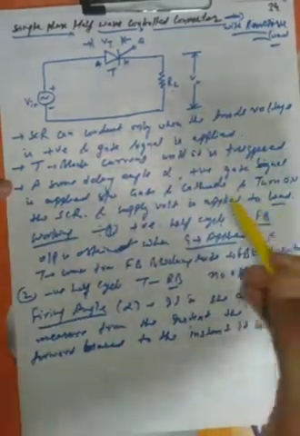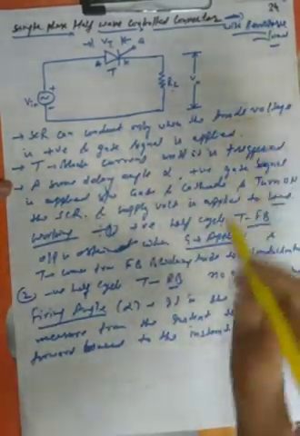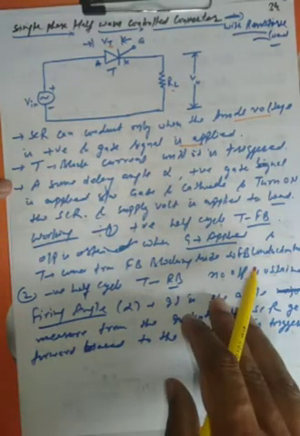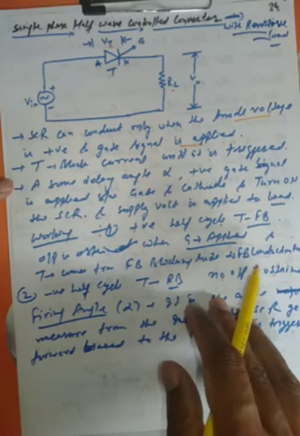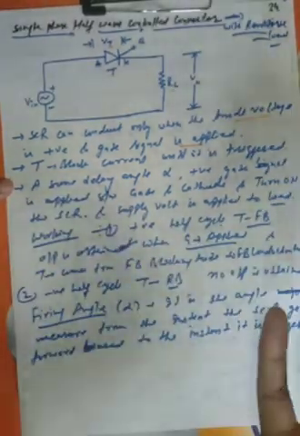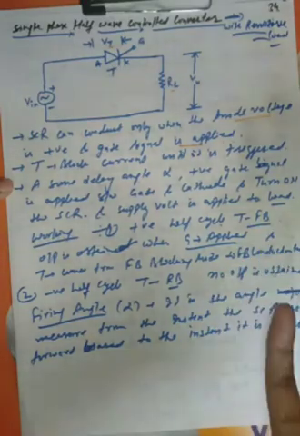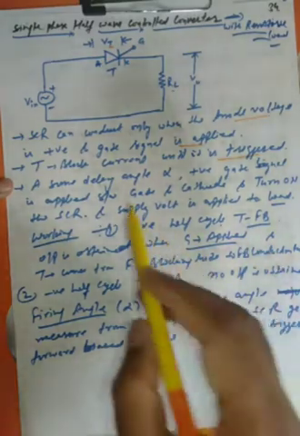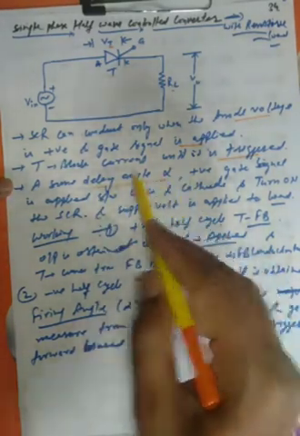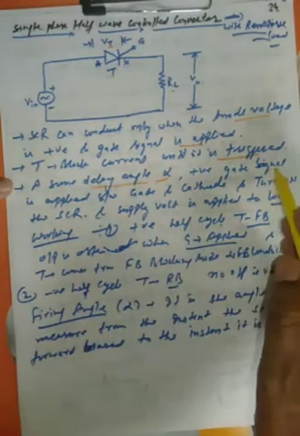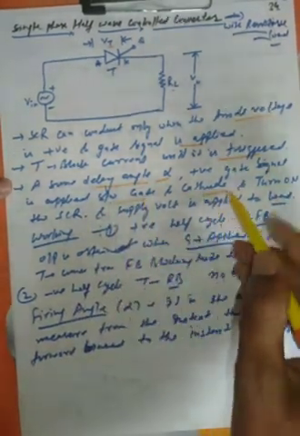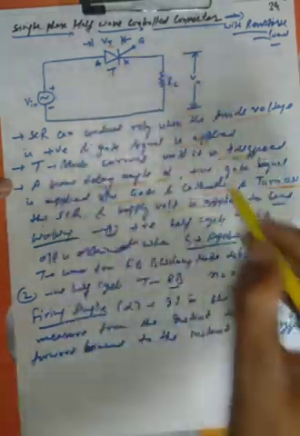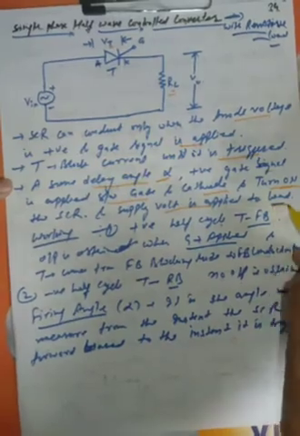The SCR will conduct only in forward bias, when the anode is positive and the gate signal is applied. Only then will the thyristor be in the on state. The thyristor will be in a blocking state when it is in reverse bias, and it will block the current until it is triggered. There is a delay angle, alpha, also known as the firing angle. When a positive gate signal is applied between the gate and the cathode, the thyristor turns on, and the supply voltage appears across the load resistance, RL.